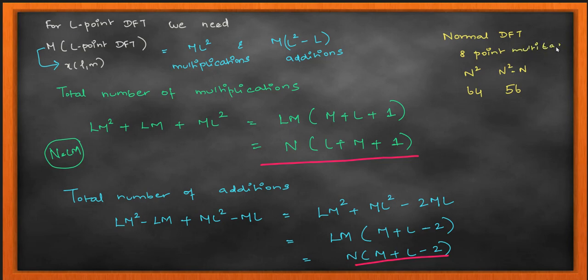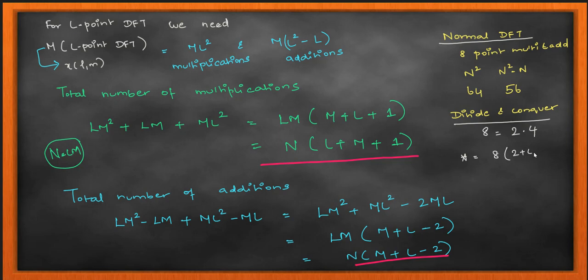And now what will happen in this divide and conquer approach? I have to factorize 8. What will be the factors? 4 into 2, yeah, 2 into 4. I'll use it as 2 into 4. Now my computation becomes, for multiplication, 8 into 2 plus 4 plus 1, and that is 56. And for addition, my computation is 8 into 2 plus 4 minus 2, that is 32.